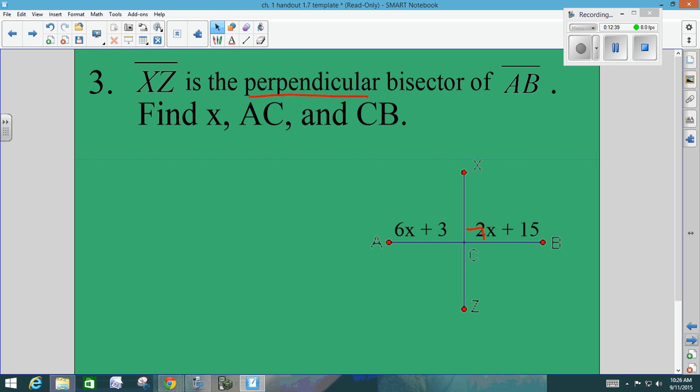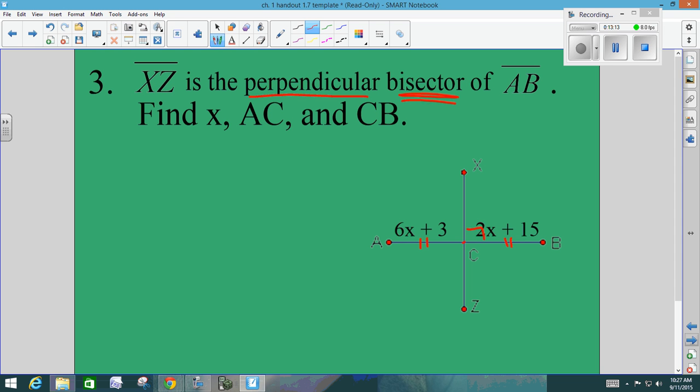What does it mean to bisect again? To intersect at the midpoint, to cut into 2 equal parts. Okay? So if XZ, the vertical segment, is bisecting AB, the horizontal one, at its midpoint, what would I know about AC and CB? They're the same. Mark them congruent. If you see bisect, there's got to be something congruent. The first 2, we were bisecting an angle, so we made the angles congruent. This time we're bisecting a segment, so I'm going to make the segments congruent.